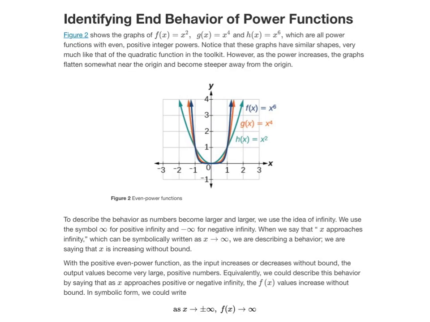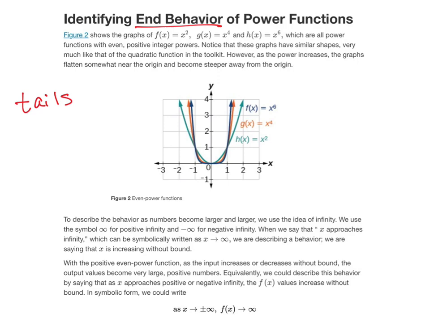Okay, so I'm going to try to find a picture that I took earlier today. Yep, this one. So this one says identifying end behavior of power functions. When we talk about the end behavior of a function, we're talking about the function's tails, the arrows. As it goes to positive and negative infinity in x, what does f of x do? What does y do?